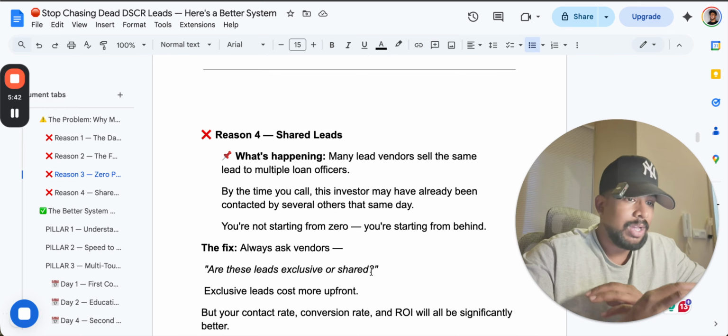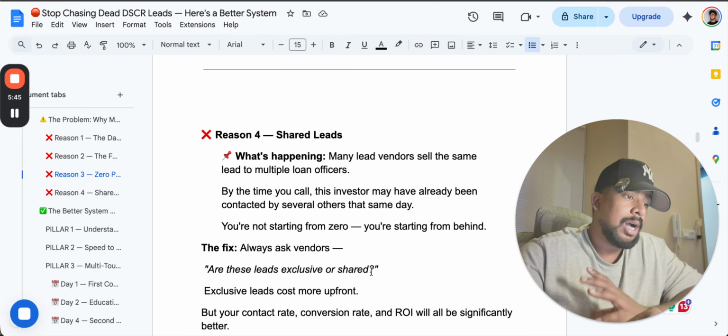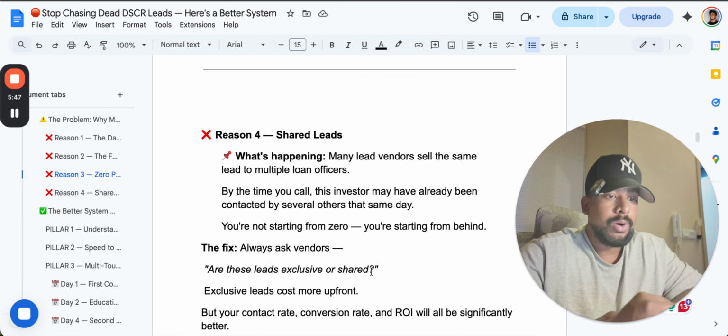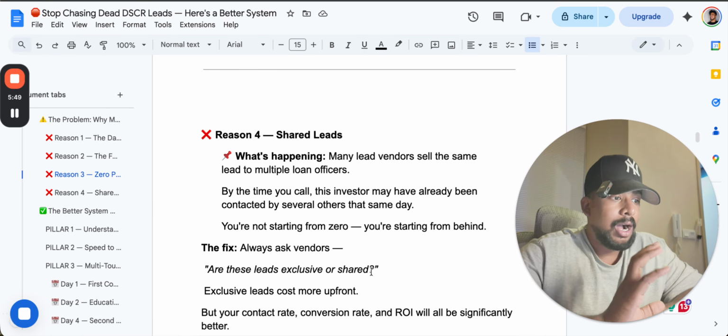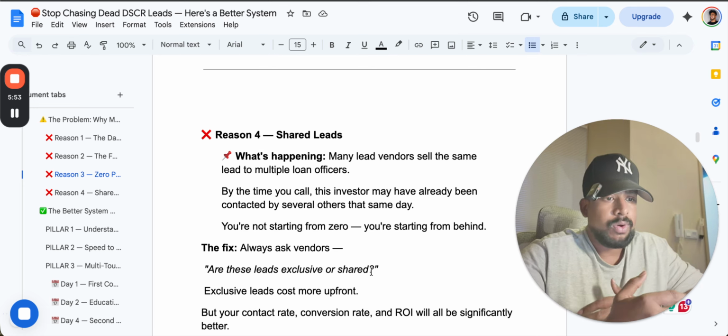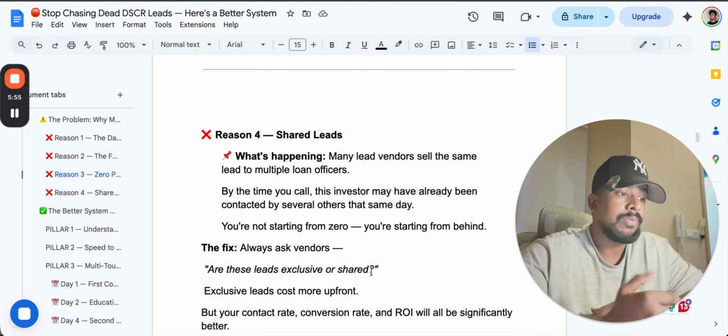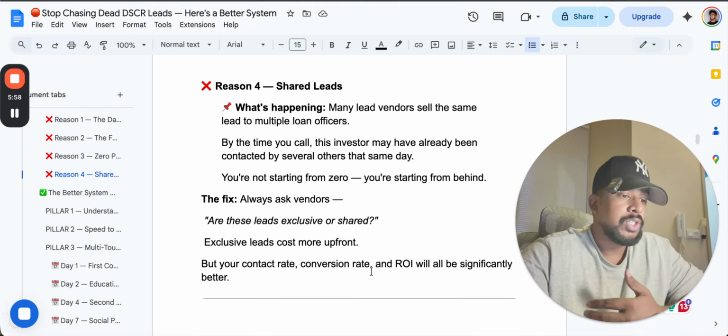The fix is again quite simple. Always ask your vendors or your marketing department, are these leads exclusive or shared? Exclusive leads can cost, of course, more upfront because they are exclusive, but your contact rate, conversion rate, and your ROI will be significantly better.